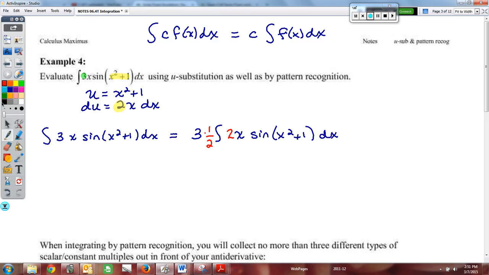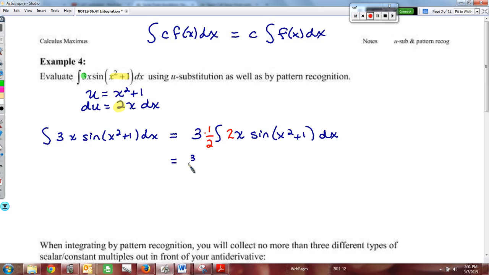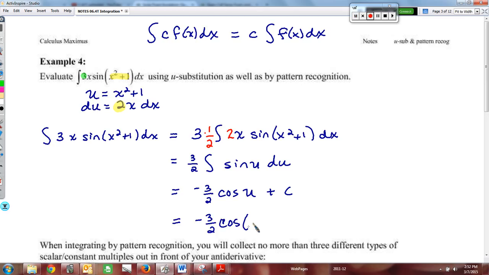And if I do the actual u substitution, then what I would see is that this would become 3/2 times the integral of sine of u, and then all of this stuff becomes du. So now I can just go, well, what's the antiderivative of sine? Sine is the derivative of negative cosine. So I would have negative 3/2 cosine of u plus c, and then I put myself back into the correct variable, cosine of x squared plus 1 plus c.